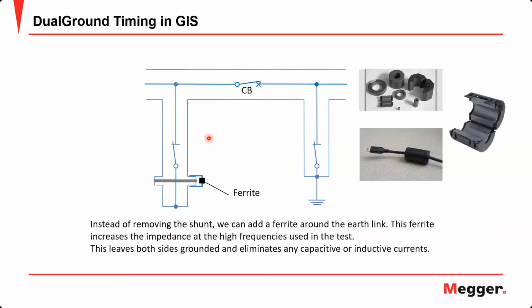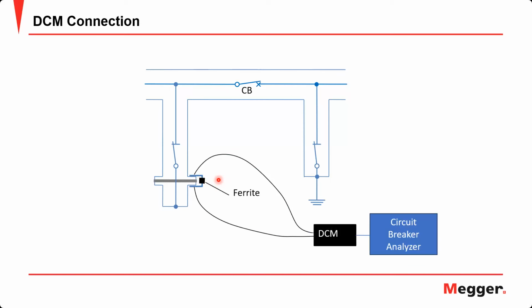What we did at Megger is we took a material called ferrite. You might see it on charging cables, similar material to that. This ferrite acts as a filter for, let's say, higher frequencies. So the shunt will still be there and will be connecting these two parts together at rated frequency, but at the higher frequencies that we are using for testing, these frequencies will be blocked. So now we can connect our circuit breaker analyzer through this accessory, DCM, dynamic capacitance measurement, across this ferrite. And as far as the circuit breaker analyzer is concerned, it will see an open circuit here, but the earth link is still there.